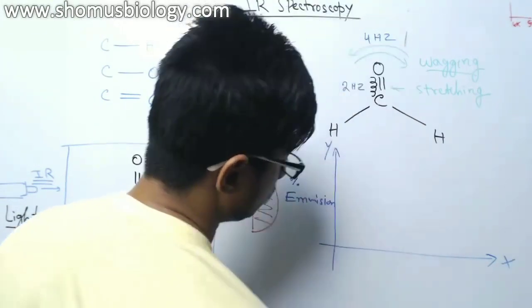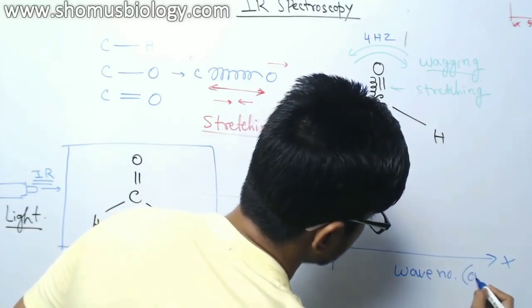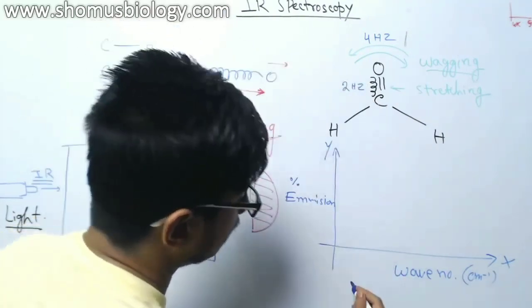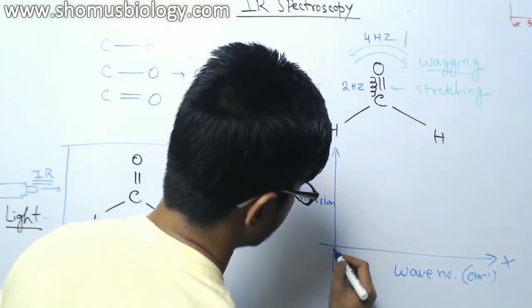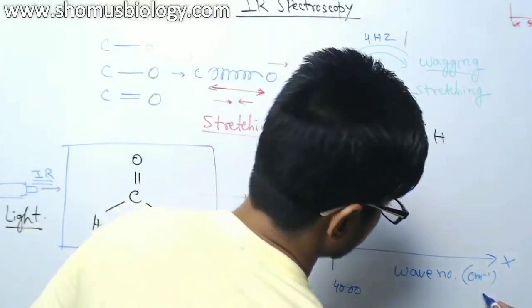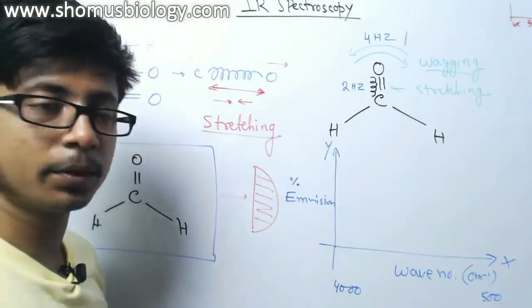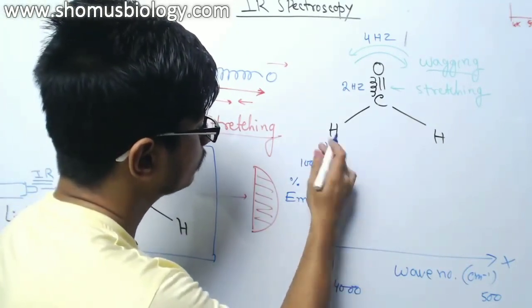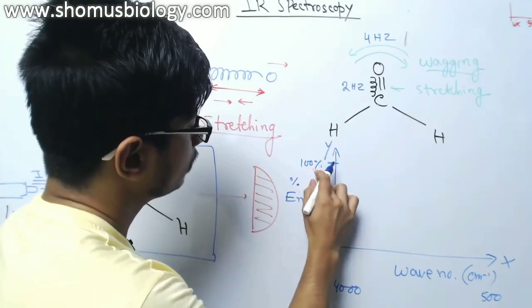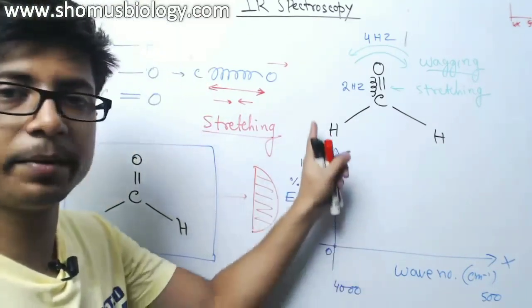In the x-axis we have the wave number, which is in inverse centimeter, and we can guess it from, let's say here is 4000 at this point to, let's say here is 500 inverse centimeter. Okay, so this is the idea, and here we have the 100% emission at the top, and at the very beginning there is 0% emission. So this is the emission scale.